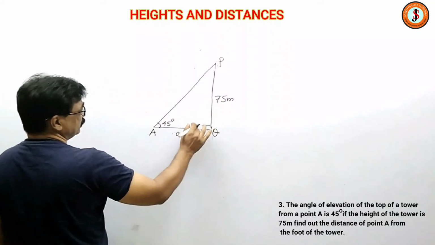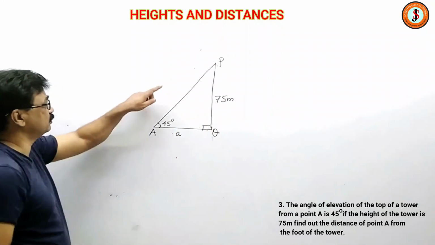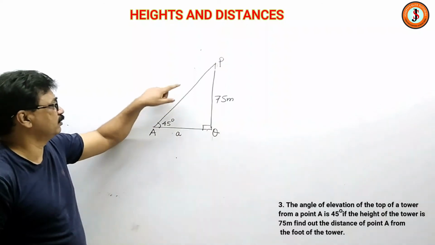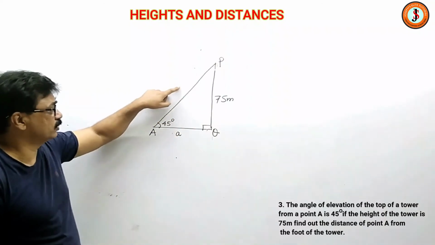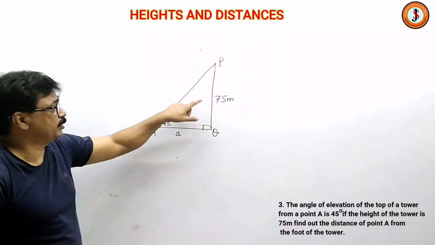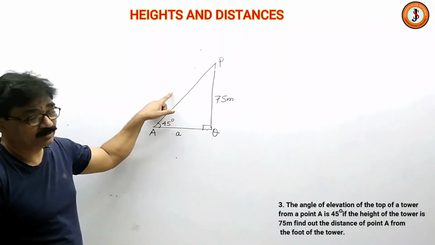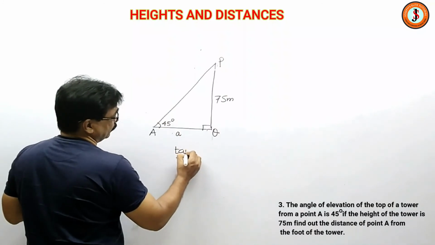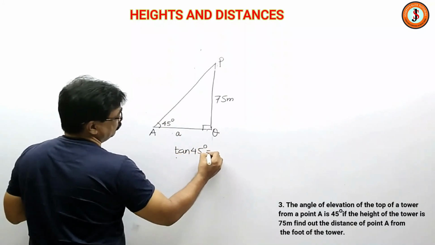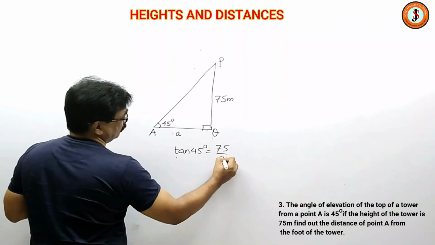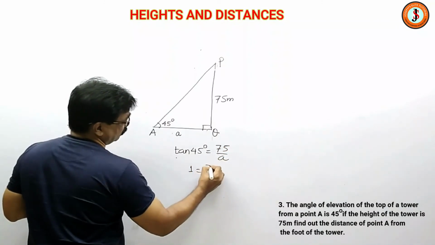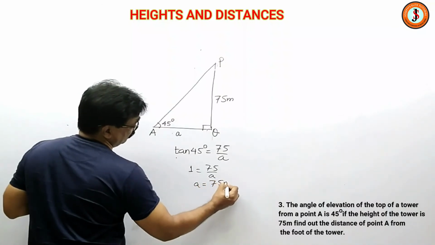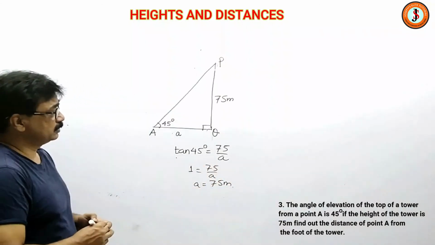Now again I use the ratio tan. If this was asked, then you would have used cos or sine. If these two ratios were involved, then cos; if perpendicular and hypotenuse were involved, then sine. But here the perpendicular and base ratio is involved, so we use tan. So tan 45 degrees is equal to 75 by A. But we know that tan 45 is 1, so A is equal to 75 meters. So that is the next thing.